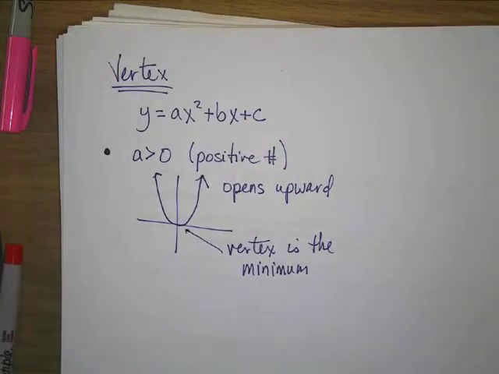Why do we say it's a minimum? It's as far down as it's going to go, yeah. You're not going to get any values lower than that. Very good.